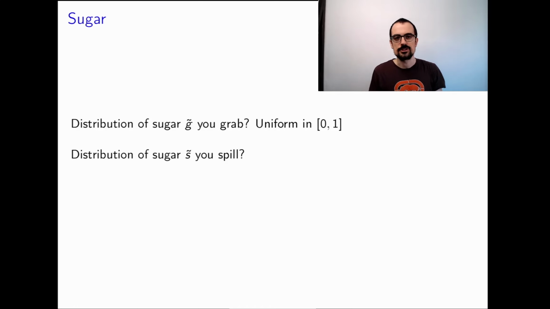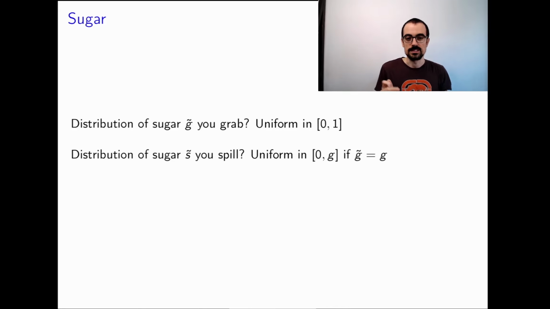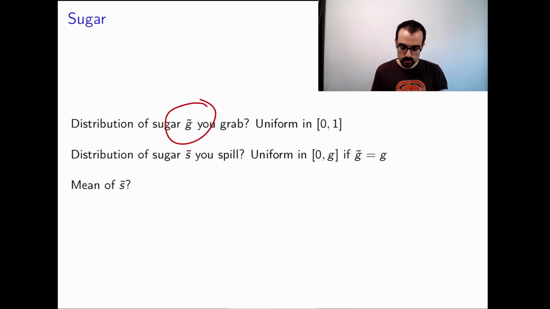Now, how would you characterize the distribution of the sugar that you spill? So again, however much you got, now you're going to spill something uniform between 0 and however much you got. Well, it has to be conditional, right? Conditioned on having grabbed G, you're uniform between 0 and G, right? So we have the conditional PDF of S given G. And now we want to compute the mean of S. So we could actually just compute the PDF of S. How would we do it? Well, we have the marginal of G, we have the conditional of S given G, we can build the joint PDF through the chain rule and integrate, and that's going to give us the marginal, and then we could compute the mean.